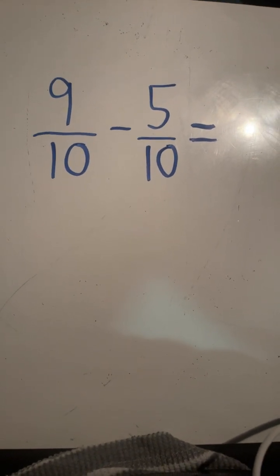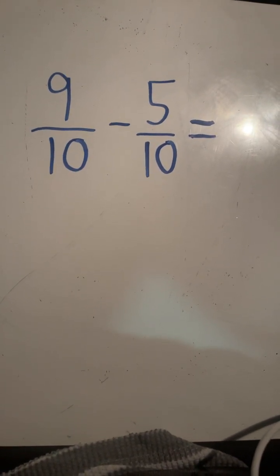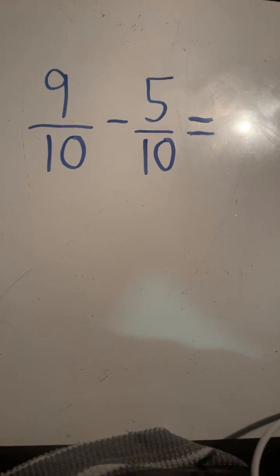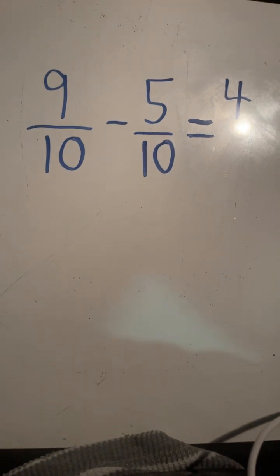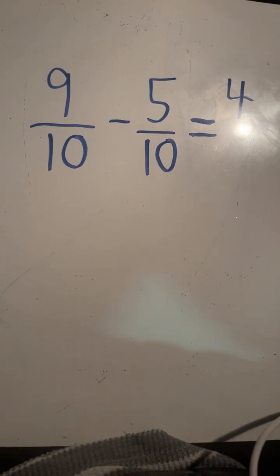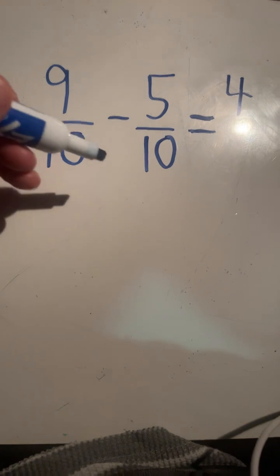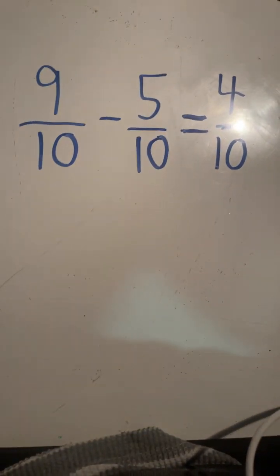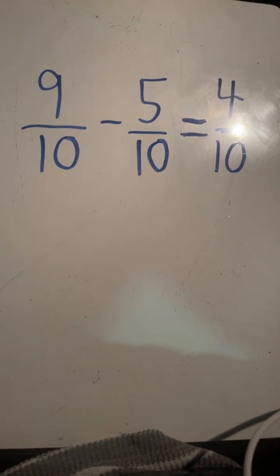Okay, 9/10 minus 5/10. So again, we subtract our numerators. That's step 1. 9 minus 5 equals 4. And we keep our denominator the same. So the denominator is 10 for both fractions, so it is going to be 10 in the answer. 9/10 minus 5/10 equals 4/10.